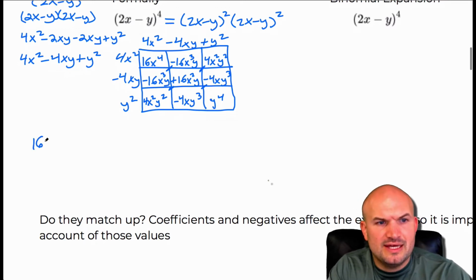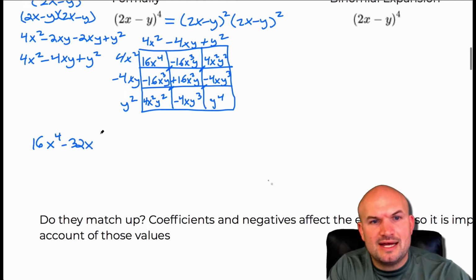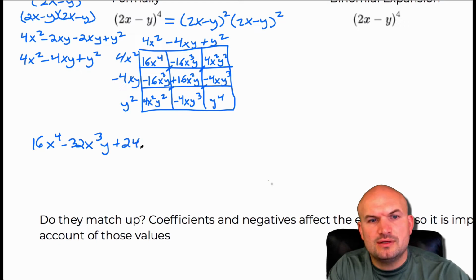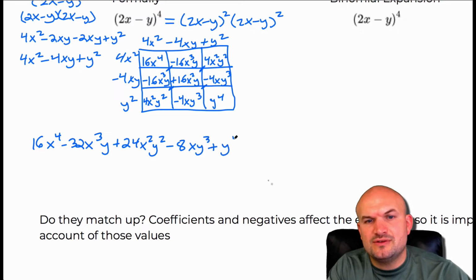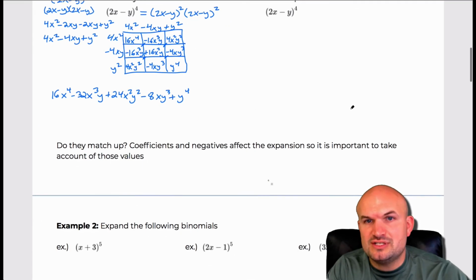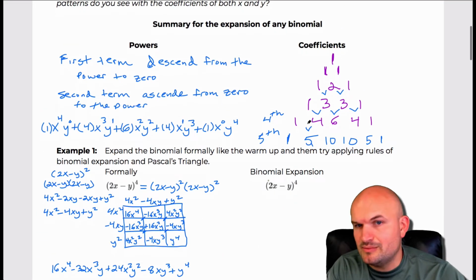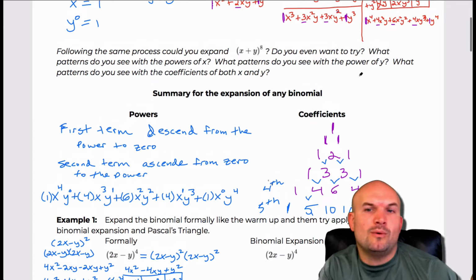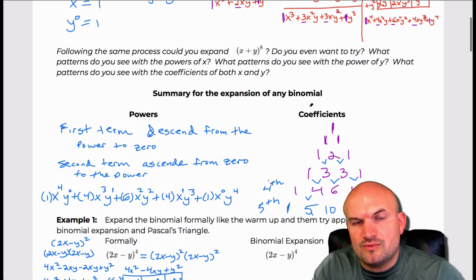So we end up with 16x to the fourth minus 32x cubed y plus 24x squared y squared minus 8xy cubed plus y to the fourth. Now you might be looking at this and saying, all right, those aren't the coefficients that we looked at over here, right? If I'm raising something to the fourth power, I had 1, 4, 6, 4, 1, and that's what showed up in our warm-up. So what's going on? Why are those not connecting?